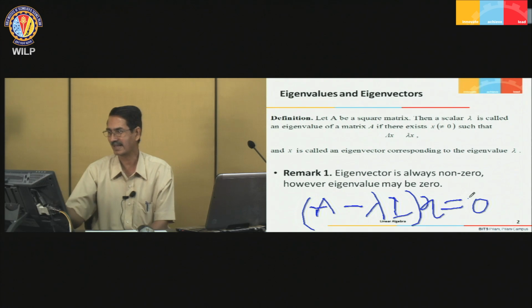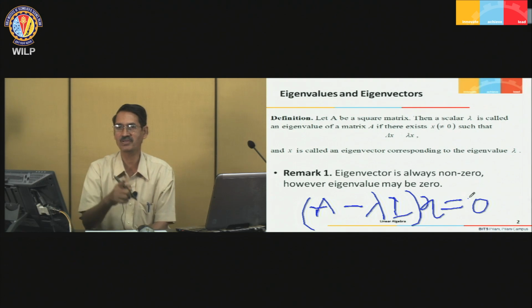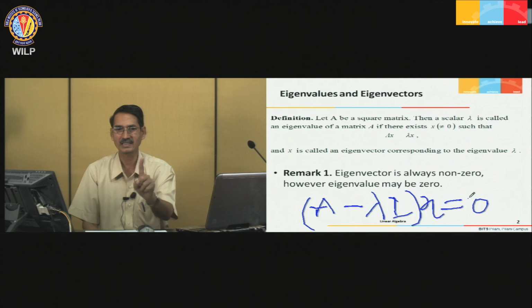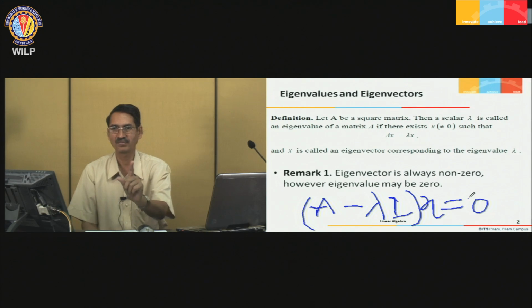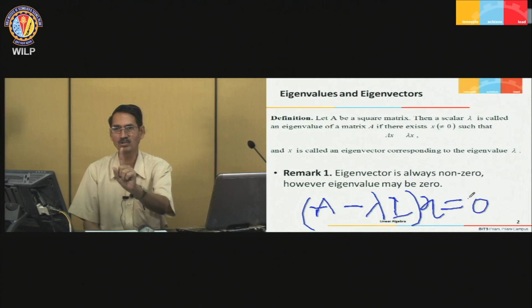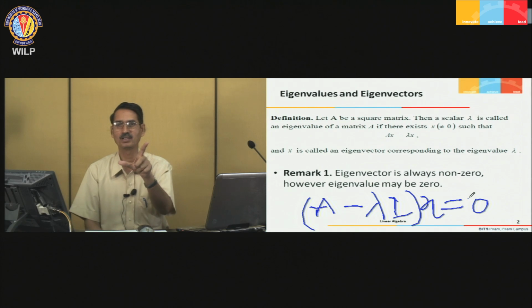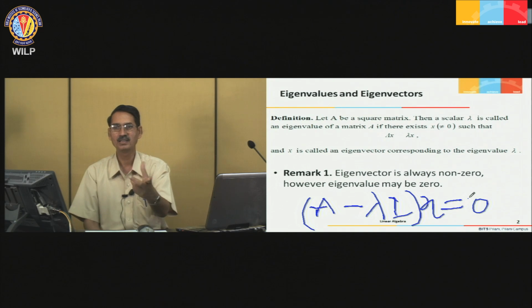And what is this x? X is a solution of this linear and homogeneous equation. And what I am saying is that even if lambda is unique, corresponding to one value of lambda we will get not only one non-zero solution, we will get an infinite number of solutions. What is the meaning of this? It means that corresponding to one eigenvalue we will get an infinite number of eigenvectors.